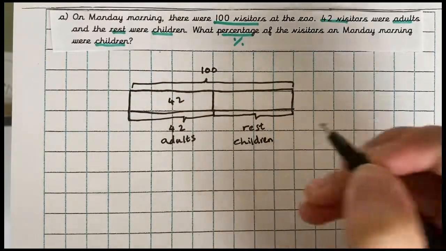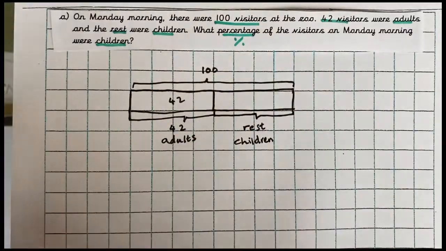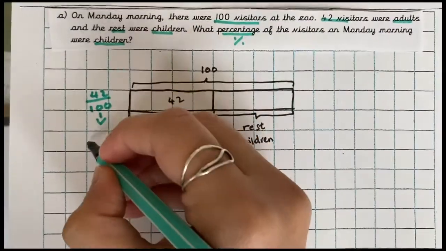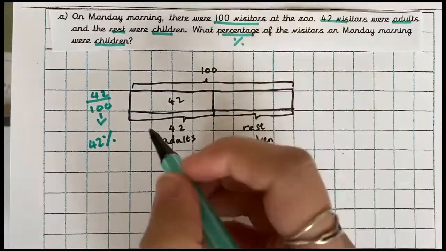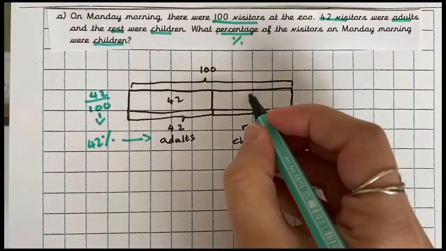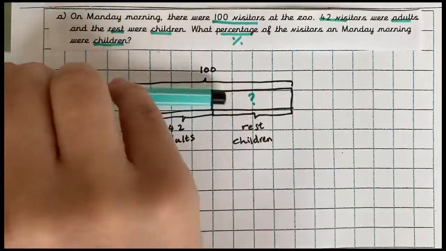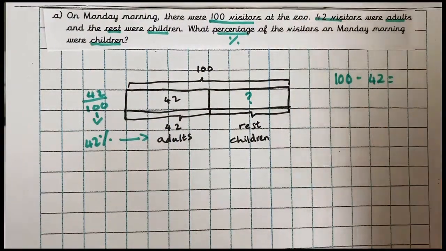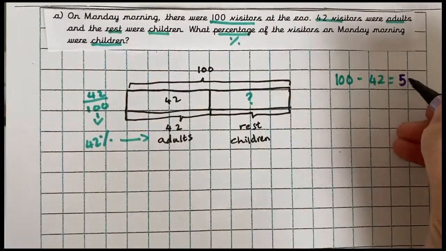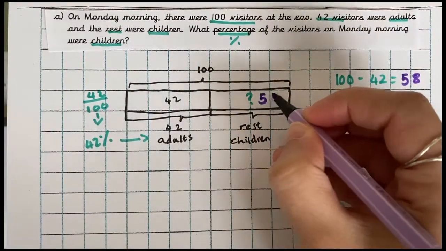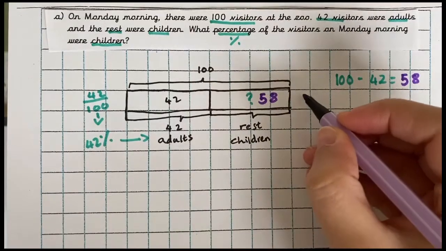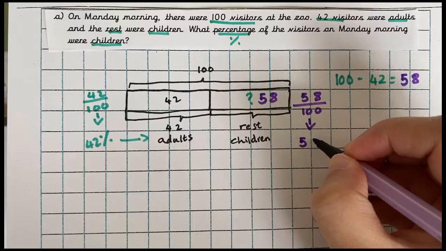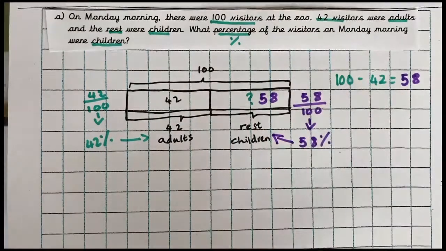So how do we work out what the rest is? We know that 42 out of 100 is 42%. So 42% were adults. What about the rest? We want to take away that 42. So I'm going to do 100 subtract 42, which equals 58. So there were 58 out of 100 visitors that were children, and 58 out of 100 as a percentage is 58%.